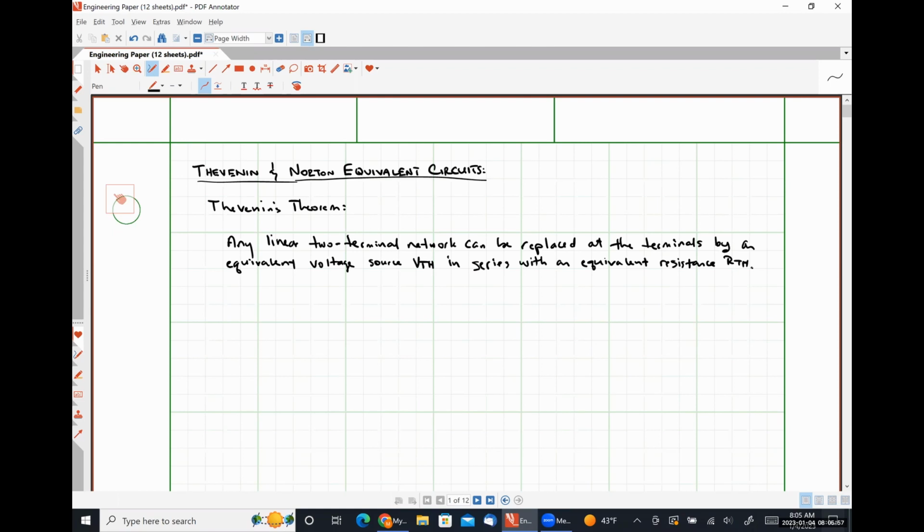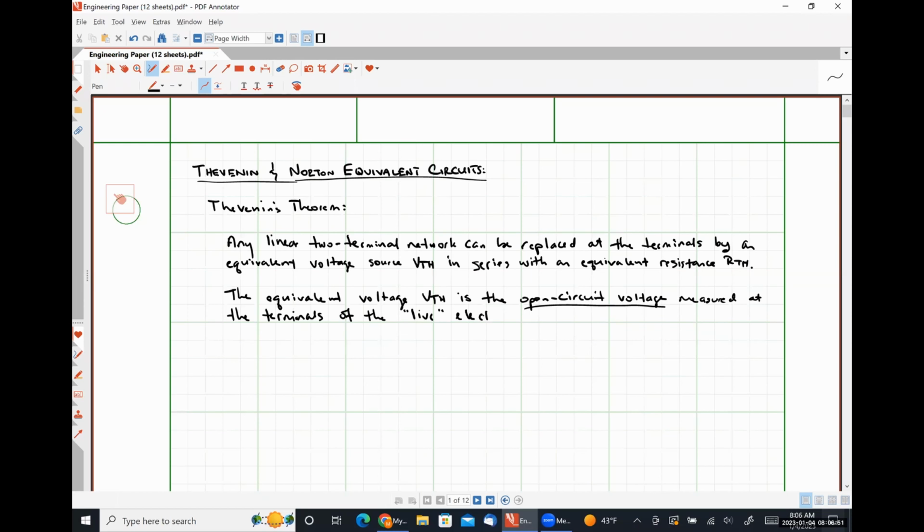So now let's talk about how we find the Thevenin equivalent voltage. The equivalent voltage, VTH, is the open circuit voltage, and I'm going to underline that because it's very important, measured at the terminals of the live electrical network, where in this case, a live electrical network simply means that all of our independent sources are left.